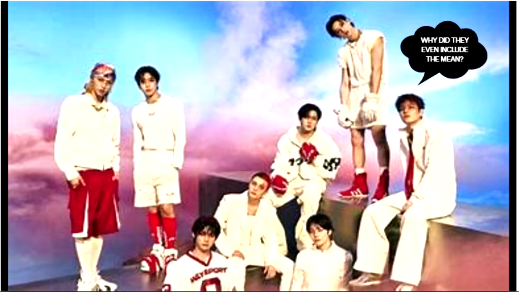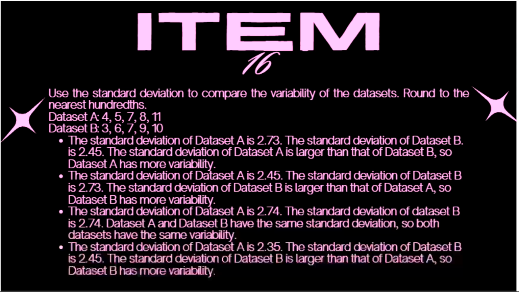Oh, wrong way, sorry. The mean had nothing to do with anything. The mean is just where it's sitting on the number line. It's the center point. The mean doesn't matter, they're trying to screw you up. Use the standard deviation, this is the more complicated one, to compare the variability of the data sets, rounded to the nearest hundredth. So we need to find the standard deviation for each one of these.